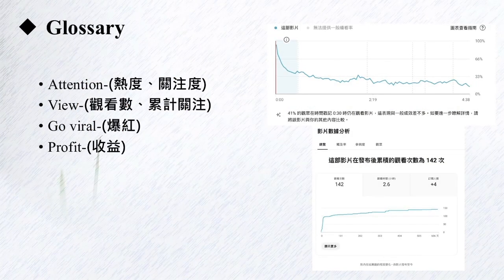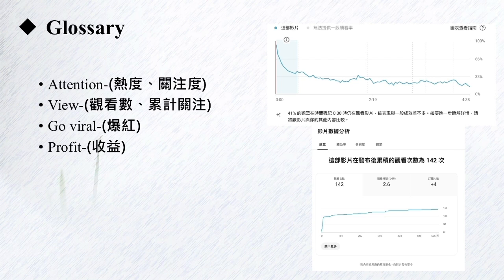Glossary. Here are some key terms that will help you understand our model. Attention: the level of interest or engagement with the video. View: the number of times the video has been watched, also called cumulative attention. Go viral: when the video suddenly becomes very popular and spreads rapidly. Profit: the earnings from the video, which usually depends on the number of views.